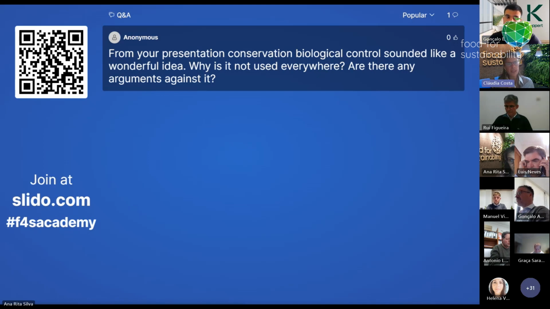Okay, good. Gonçalo, can you just detail what does that management involve? What does it require to manage this small ecosystem?